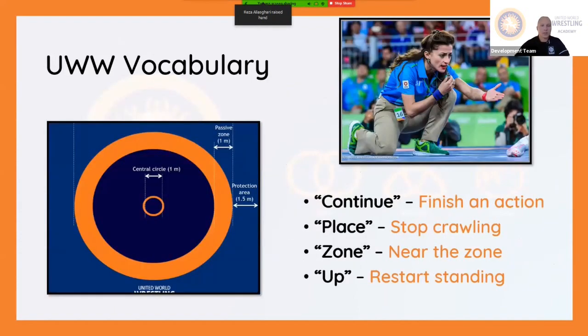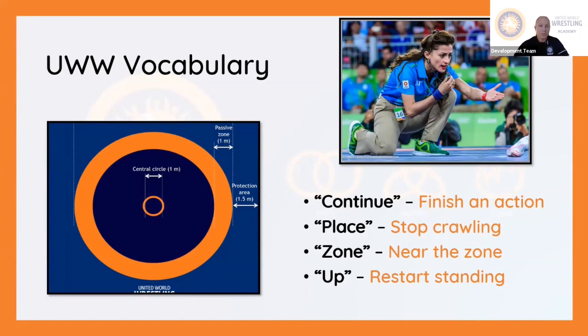A few more terms here. We have continue, and I note in this picture from the Olympics, my guess is that's what she's telling red right now, because she's using her red hand and she's indicating, maybe, continue to red before she stops the match and brings them back into the standing position. So, just a good look at using hands in those positions. Place: anytime you have a wrestler that's crawling and you want them to stop crawling, you use the term place.